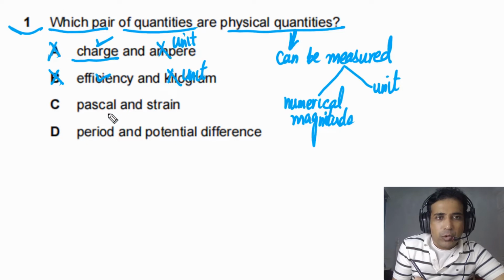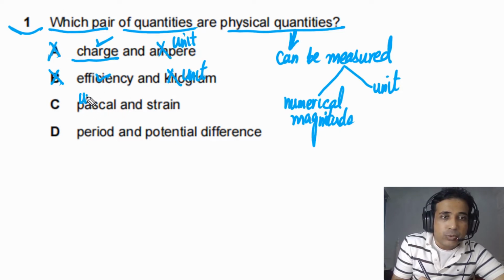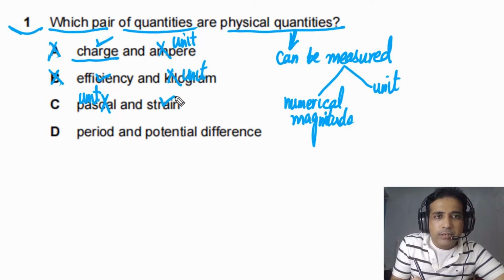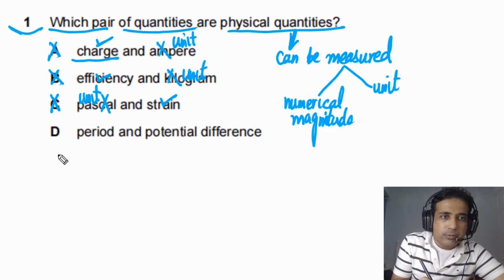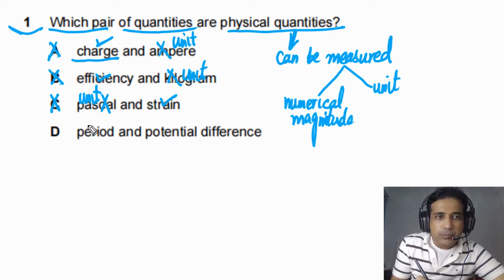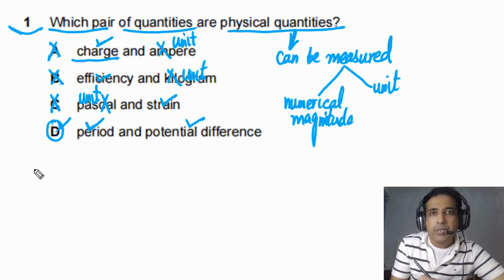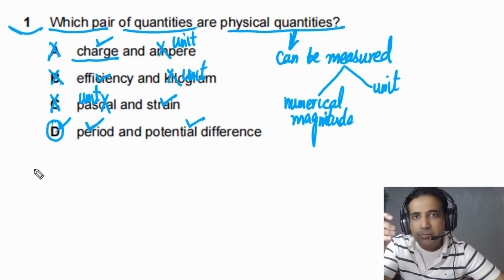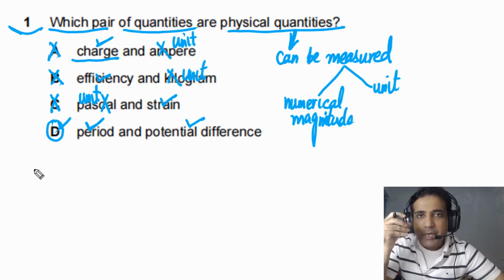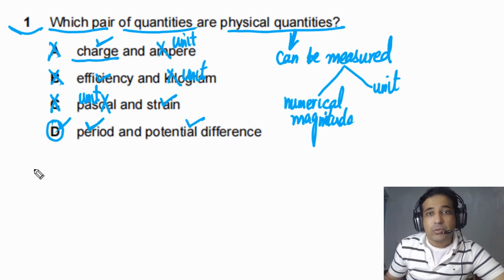If we go to option C, in this case Pascal, Pascal is a unit, not a physical quantity. But strain is a physical quantity, a dimensionless physical quantity. So C is also not a possible option. If we go to option D, period is a physical quantity. Potential difference is a physical quantity. So the answer for this question is D. So we need to understand the difference between physical quantity and unit. Then this question is quite straightforward.